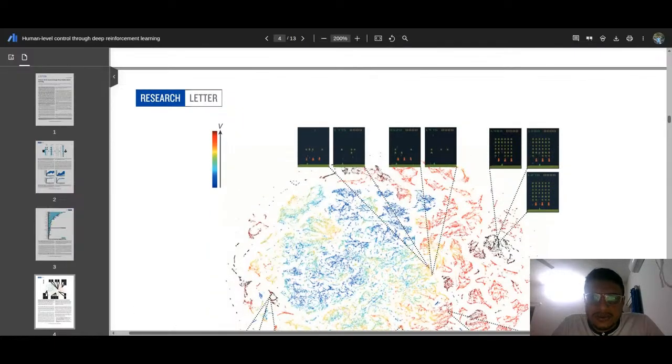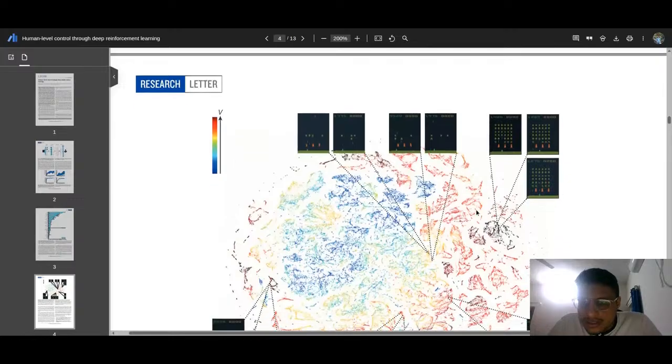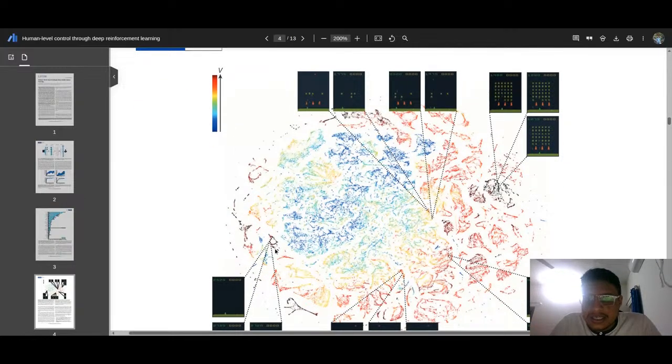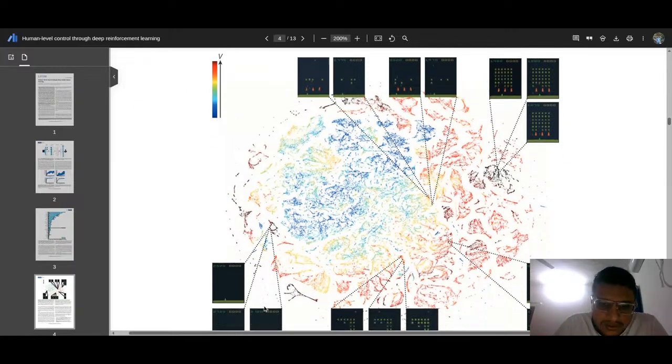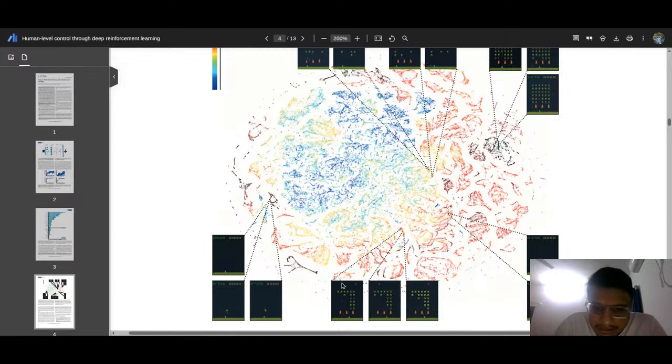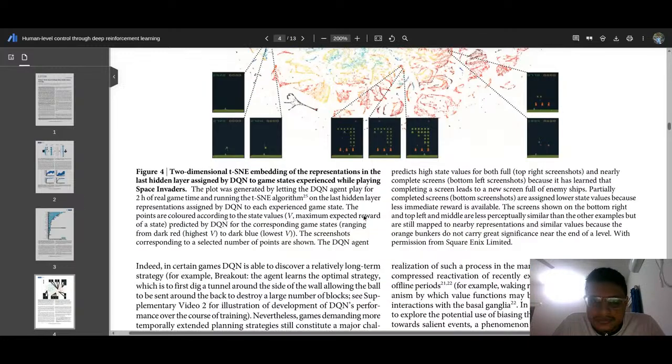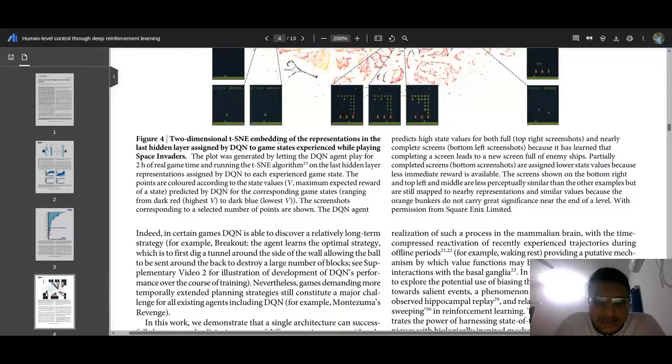So I'm reading page number 4 of 13. Same thing, there are different actions and reactions, and they can form different patterns. Two-dimensional t-SNE embedding of the representation in the last hidden layer assigned by DQN to game states experienced while playing Space Invaders.